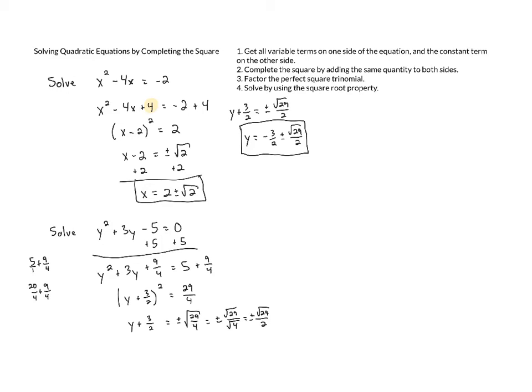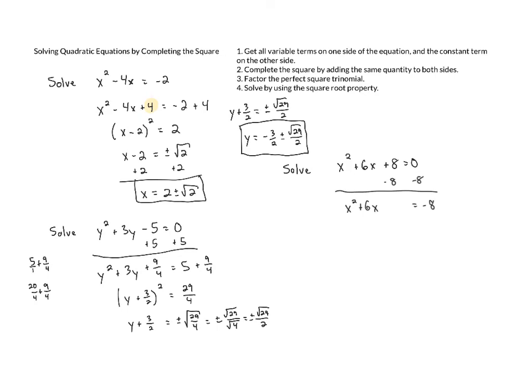Let's take a look at one more problem together. Let's solve, and this time I want to take a look at x squared plus 6x plus 8 equals 0. The first step requires us to get that constant term on the other side. We can do that by subtracting 8 from both sides, leaving us with x squared plus 6x on the left and negative 8 on the right.